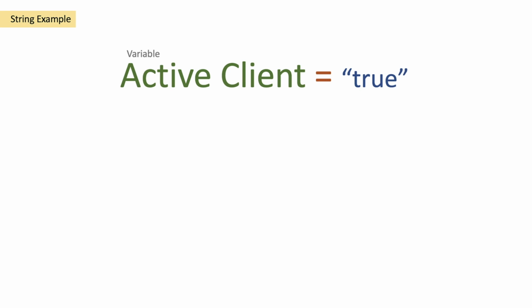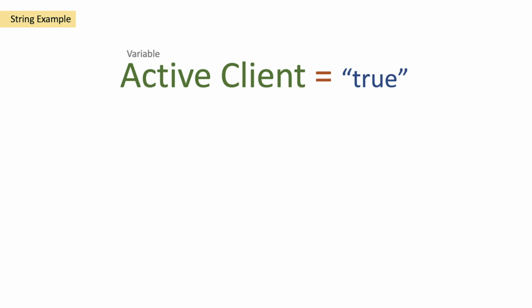Well, let's say we have a string come through. In our example here, we're using active client as a variable, and it's coming through as a true string value. If I wanted to say, is this equal to true or false, I would have to compare that to a string. But if I actually want to just do a true or false value, I have to convert that to a Boolean value. Now this is where the Boolean function comes in.